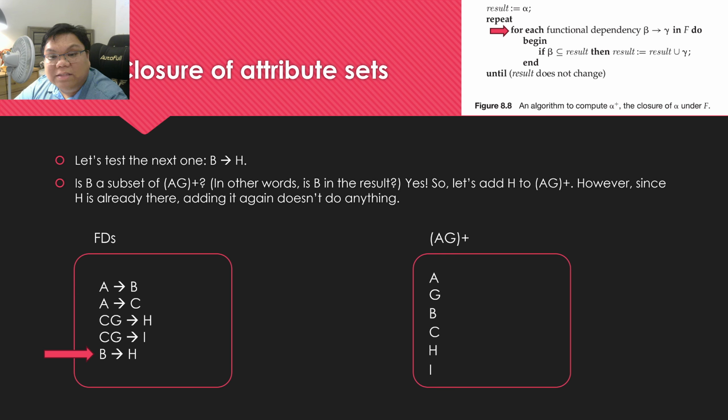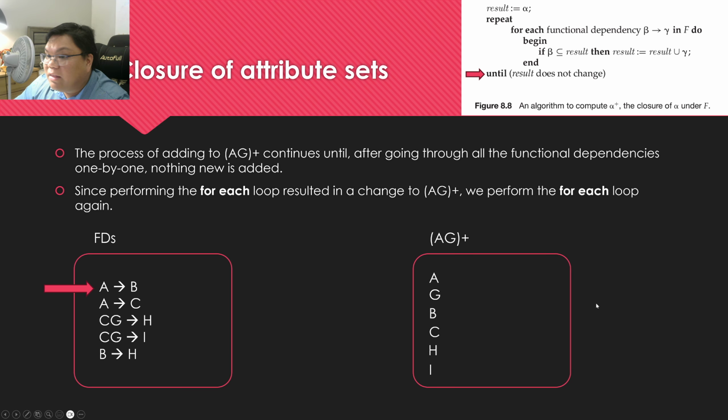So adding it again doesn't do anything. So the first time we do this for each loop, we added several things to AG plus. Now we get to do it again, because this algorithm does not terminate until the result does not change. So, back from the top.